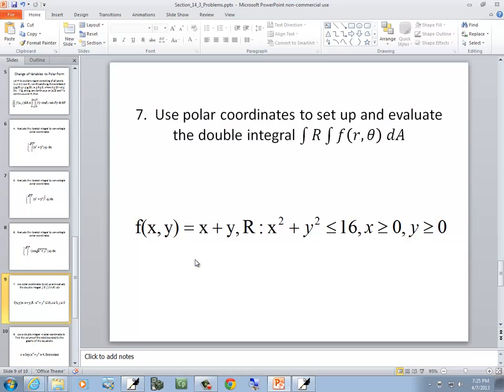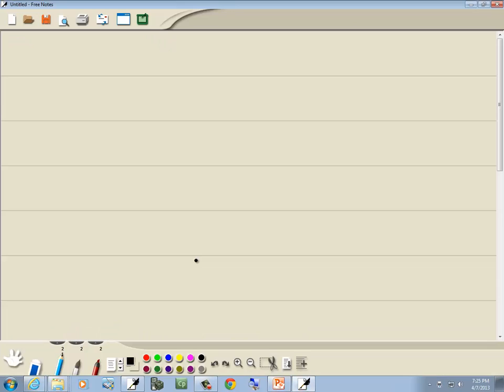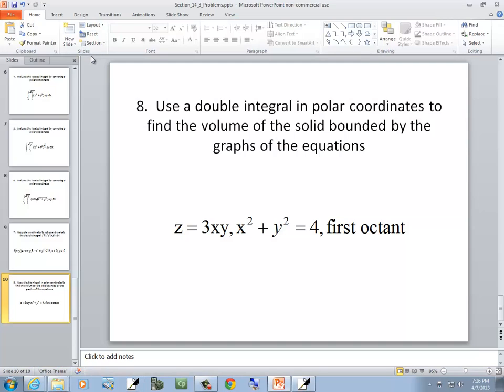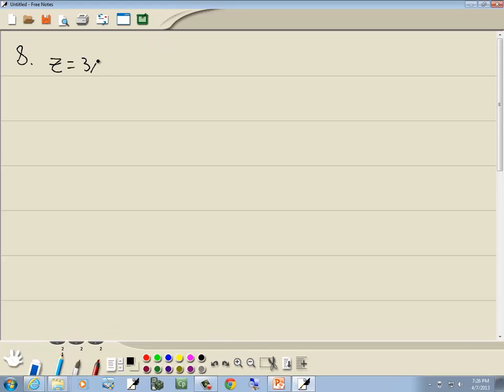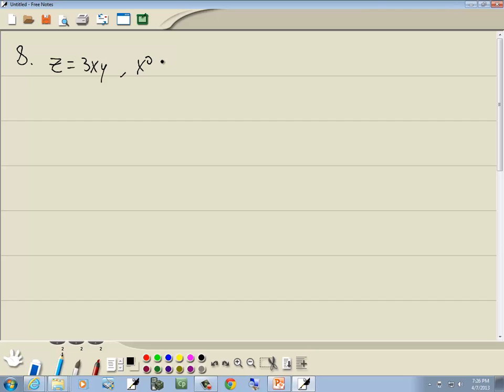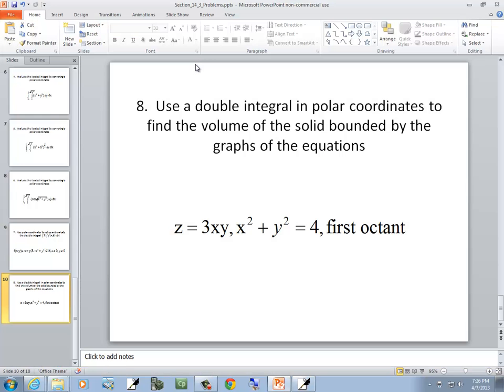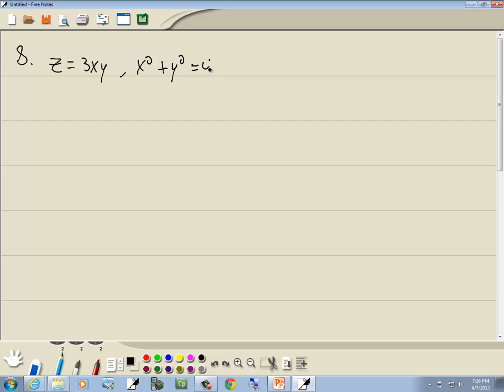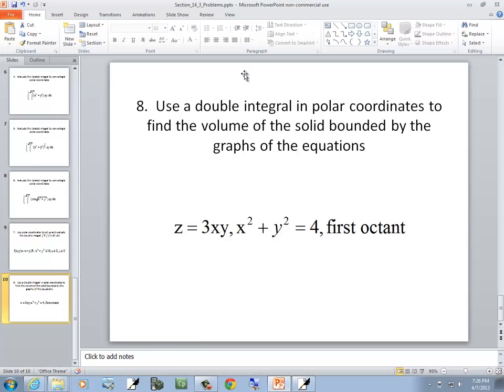Okay, let's look at another volume one. We've got z is equal to 3xy, and x squared plus y squared is equal to 4, and it's in our first octant.